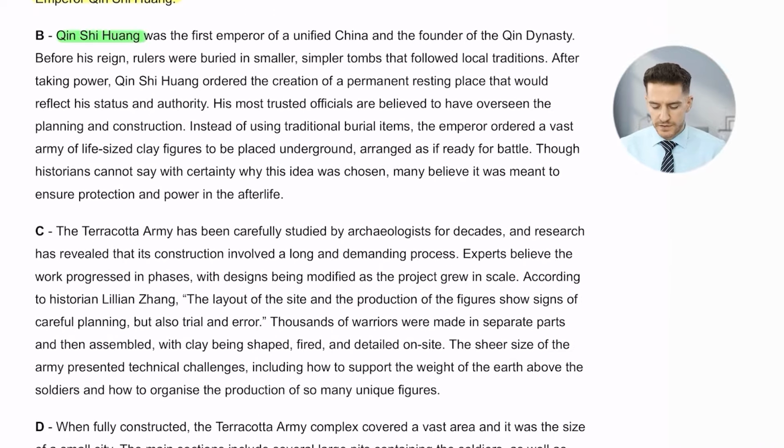So Qin Shi Huang, first emperor. Okay, so maybe it could be more about the emperor this time. Before his reign, the rulers were buried in smaller, simpler tombs. After taking power, Qin Shi Huang ordered the creation that would reflect his status and authority. His most trusted officials are believed to have overseen the planning and construction. Instead of using traditional burial items, the emperor ordered a vast army of life-sized clay figures to be placed underground, arranged as if ready for battle. Though historians cannot say with certainty why the idea was chosen, many believe it was meant to ensure protection.